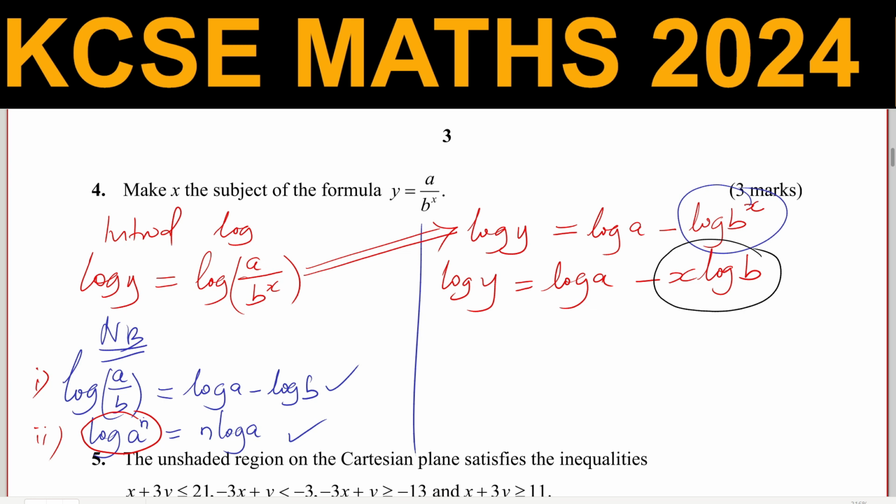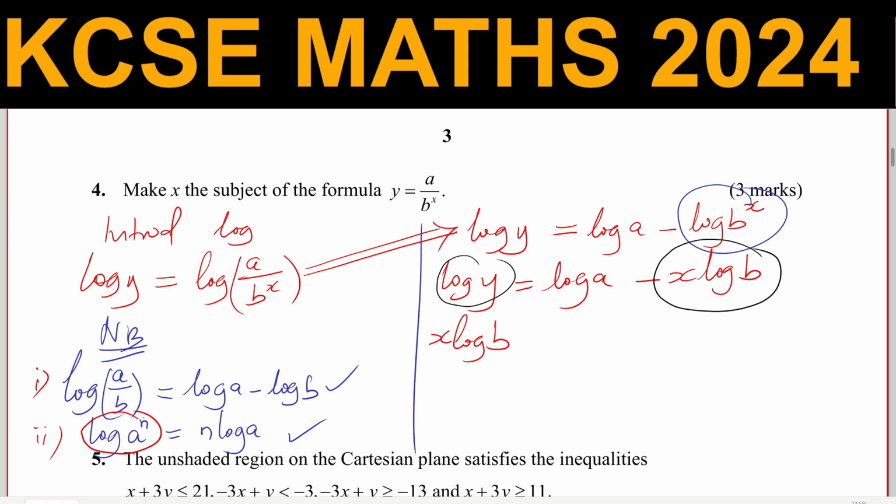So when I bring this onto the left hand side of the equation, I will have x logarithm of b, and for logarithm of y, I'll take it to the right hand side. And you know, when you're taking a value to the left hand side or the right hand side, the sign changes. So if you have it as negative, when you transfer it to the other side, it becomes positive. That is very important.